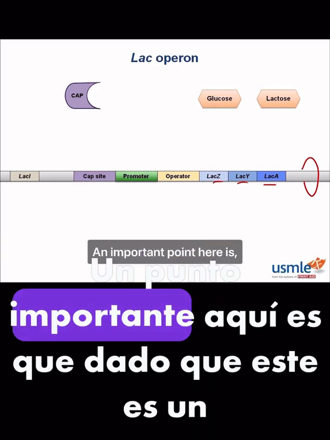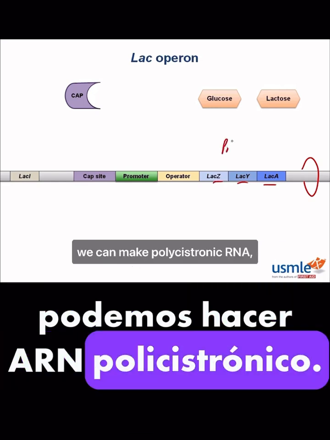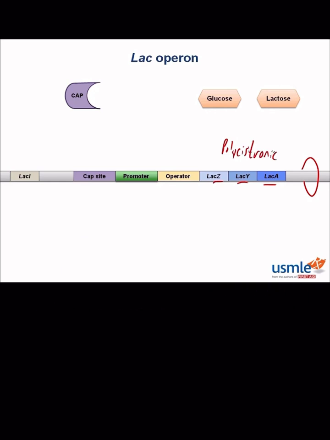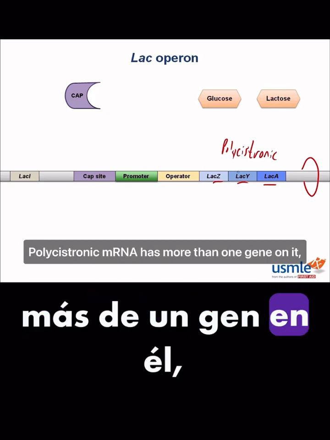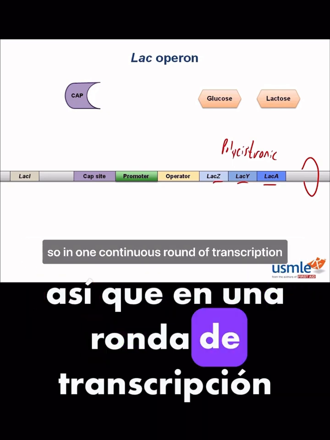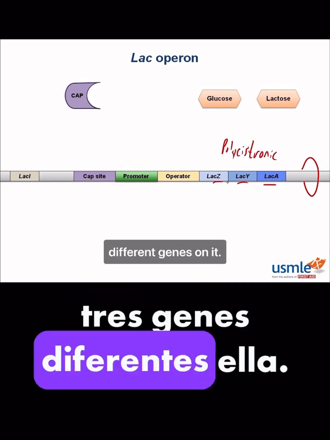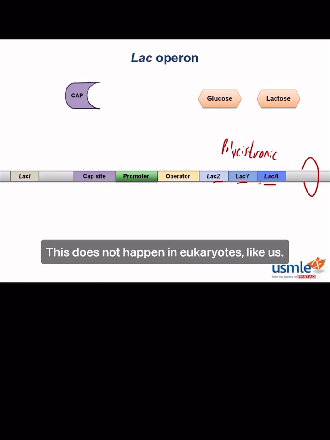An important point here is that since this is a prokaryotic system, we can make polycistronic RNA. Do you remember what that means? Polycistronic mRNA has more than one gene on it. So in one continuous round of transcription, we make an mRNA molecule that has these 3 different genes on it. This does not happen in eukaryotes like us.